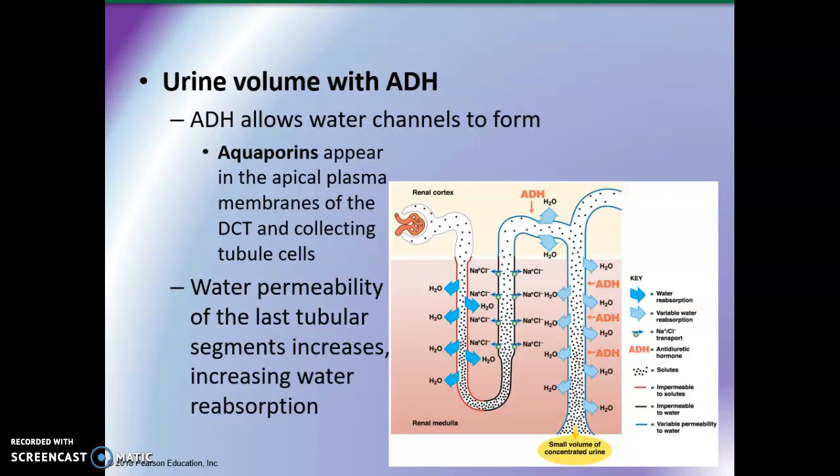Urine volume with ADH. ADH allows water channels to form. Aquaporins appear in the apical plasma membranes of the DCT and collecting tubule cells. Water permeability of the last tubular segments increases, and water reabsorption increases.